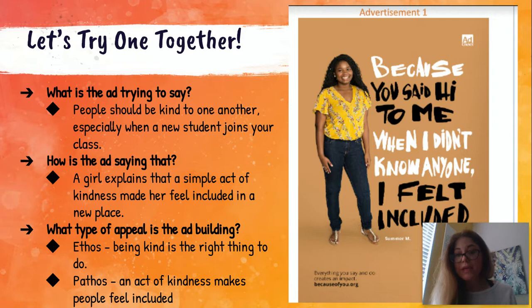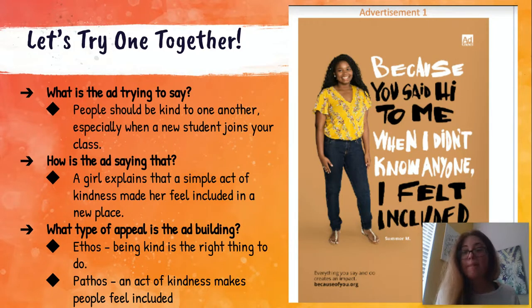Ethos is the appeal that tries to build credibility or trust. Sometimes ethos also means that you're appealing to a person's sense of morality. In other words, what's right or wrong. In this case, the advertisement is building ethos because it's trying to say that being kind is the right thing to do. The other type of appeal that's being used here is pathos.